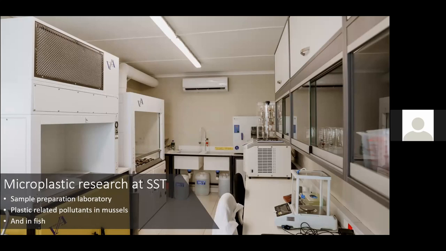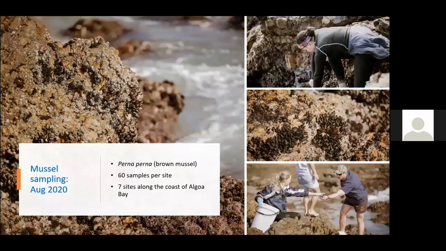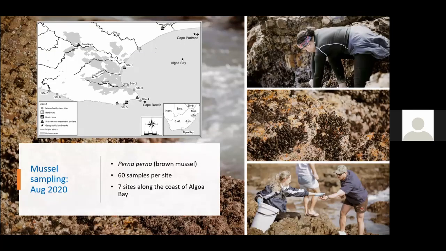We are busy with that study. We were able to use this lab for the first time in August last year when we collected some mussel samples along the Algoa Bay coastline. Here you can see some of the SST researchers in the field. We collected brown mussel, a local mussel occurring on the south coast. We collected 60 samples per site along 7 sites. So there you can briefly see the bay with the 7 sites indicated.